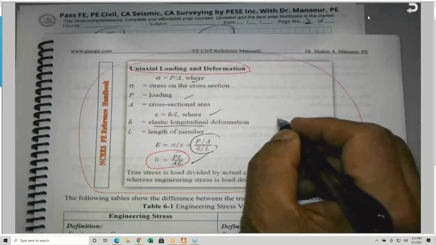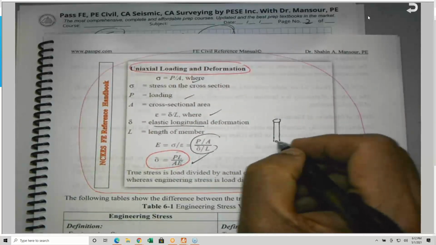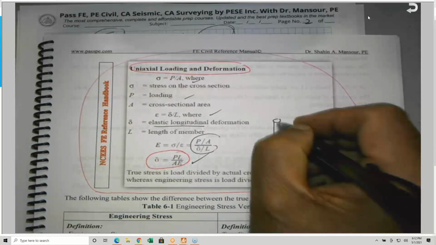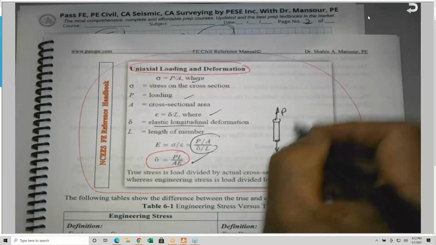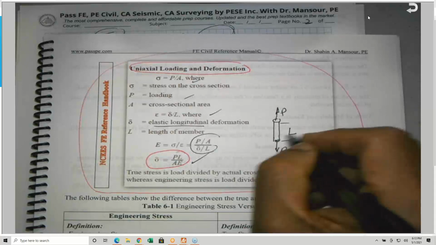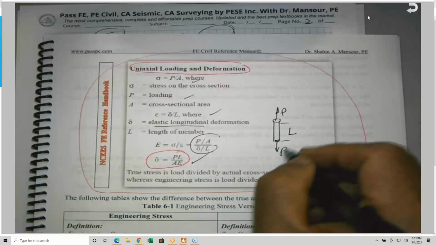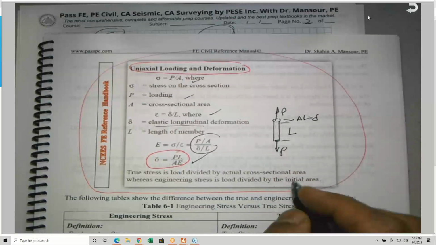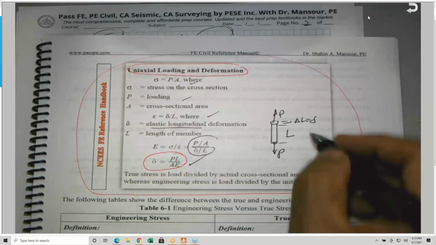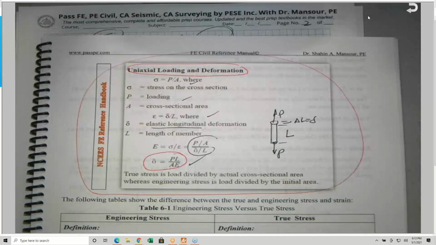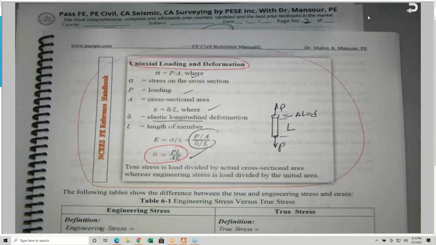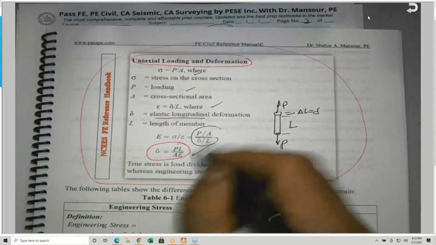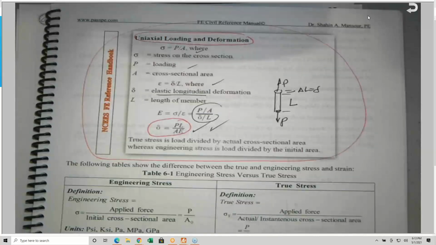This is assuming that we do have a shaft like this, and you are going to see a lot of examples. If this is P, and if this is L, after we apply the load, this is going to change by delta L, which is delta in this case. So delta L is given by the equation PL over EA, and the equation is very obvious here.